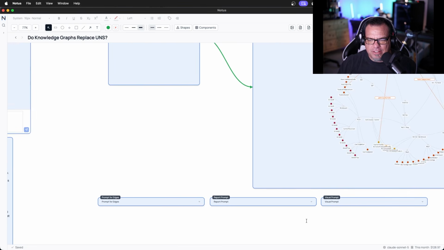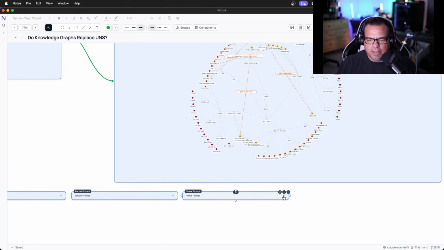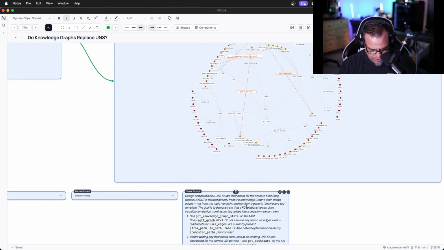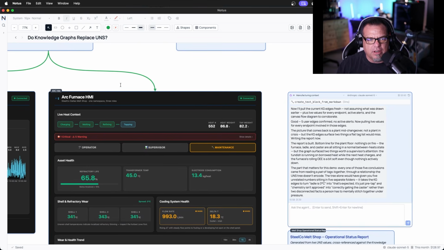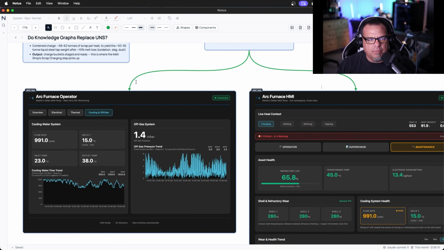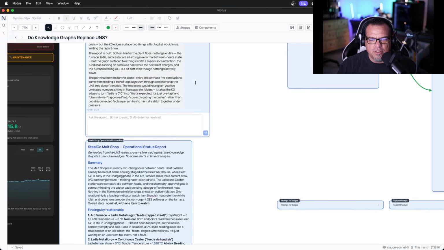Here's the last thing I want to do. Now I want to ask the agent to build me a whole new visualization. What we've done is we built visualizations here. These are from the UNS, and these are standard ISA 101 visualizations that are using ISA 95 Part 2 structure to navigate them. These are obviously very powerful. They're beautiful visualizations, and they're useful to operators.